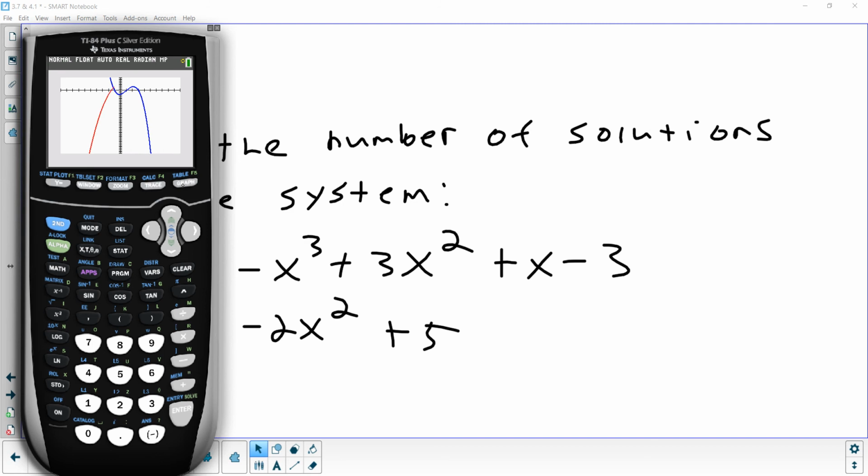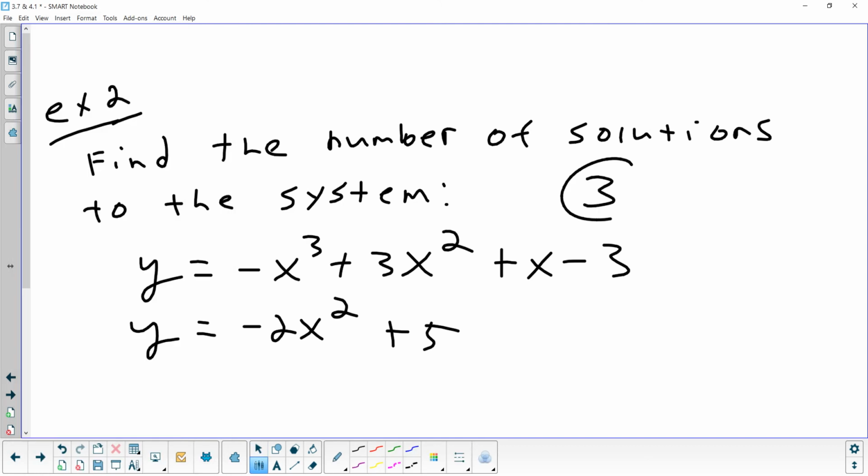And that's a little tricky. So you always have to look for answers that go off the screen like that. Okay. So 3. Any questions on that? Yeah.